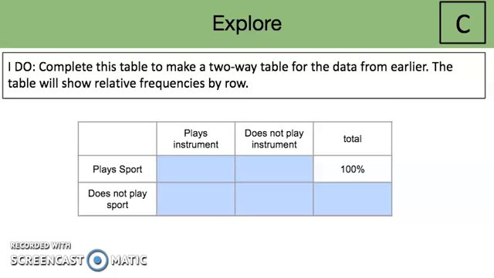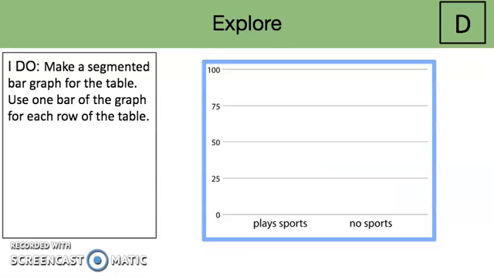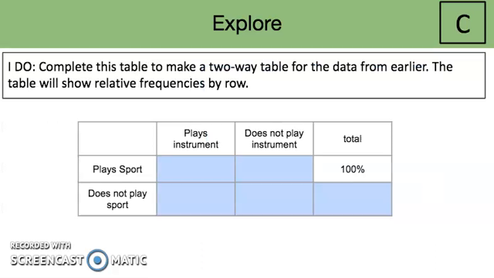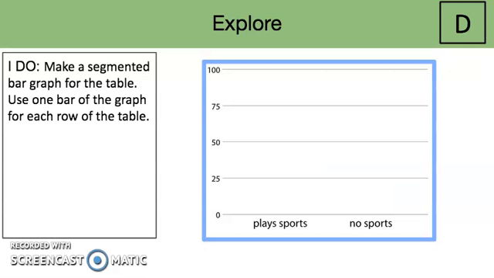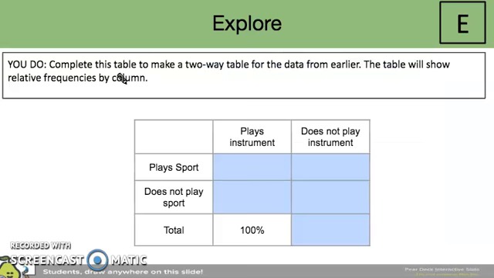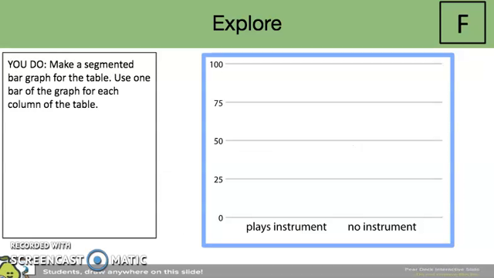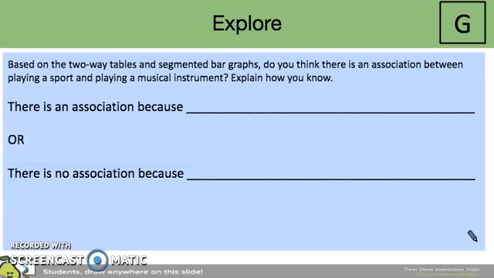In the Explore, I highly suggest making slides C and D an I do. That way students can understand how to make a two-way table by row and a segmented bar graph. In the You Do, have students recognize that they're doing relative frequencies by columns and that their segmented bar graph will be based off of that. And here are 2 sentence starters that students can use depending on what their answer is for this question. Do you think there is an association between playing a sport and playing a musical instrument?